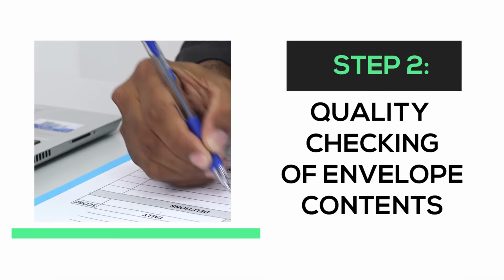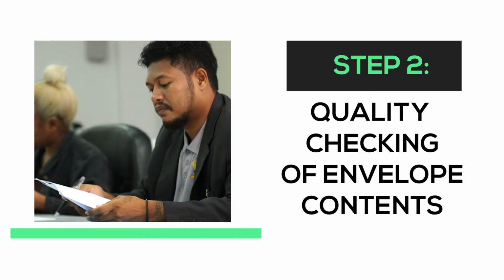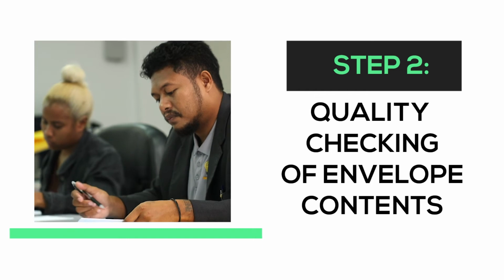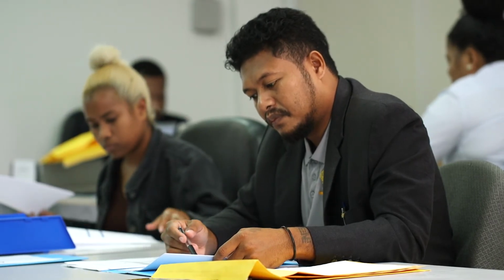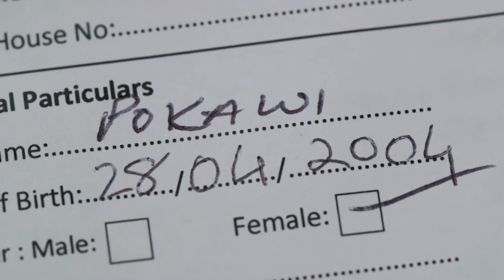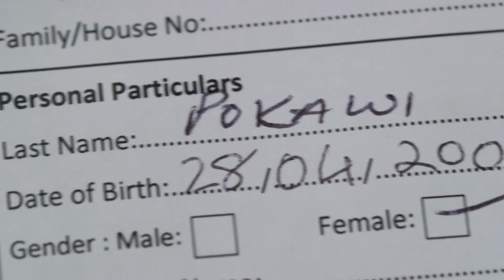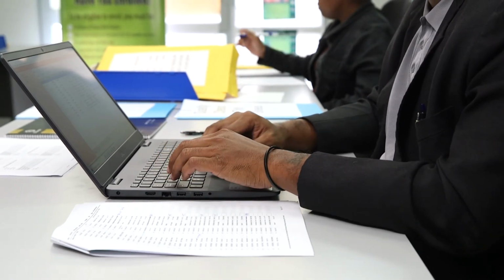Step 2 is quality check of envelope contents. Next, the quality checkers perform a quality check of the contents of the envelope. For example, they check that Form 11s are filled correctly, have all 3 declarations signed, have completed the mandatory fields, and verify that electors are at least 18 years of age by the date of issue of writ. They also ensure that working roll annotations are clear and initialed.